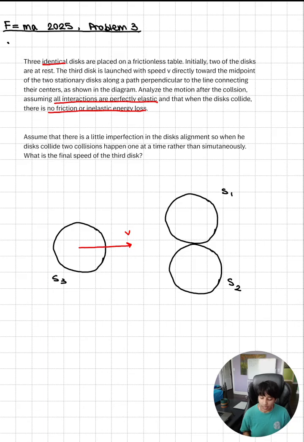So what does this line mean? Assume that there's a little imperfection in the disks' alignment so that when the disks collide, two collisions happen one at a time rather than simultaneously. Well, it means something like this. Think about it, if you have your three disks all lined up in an equilateral triangle, it won't be an exact equilateral triangle because maybe one of the disks has a little bit of an indent in it, causing the equilateral triangle to be somewhat squished together and somewhat skewed toward one side. However, this is so minimal that it doesn't really affect the shape of the formation when the three disks finally collide. So let's launch into the problem.